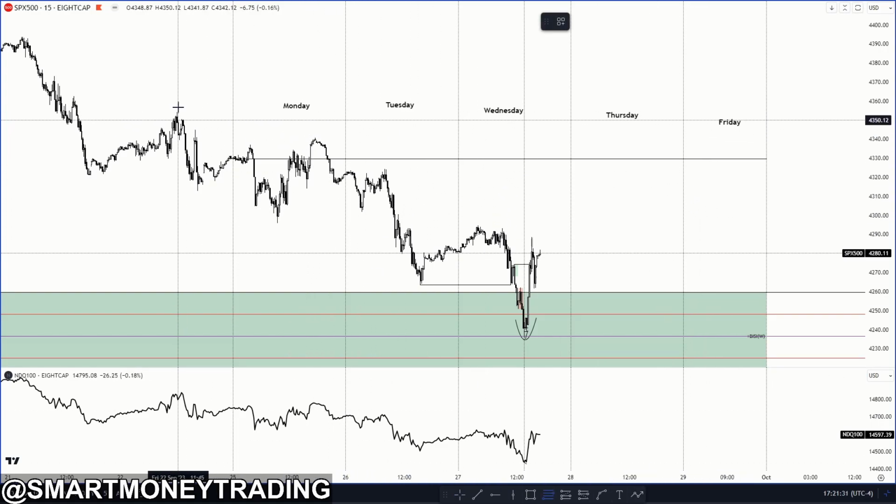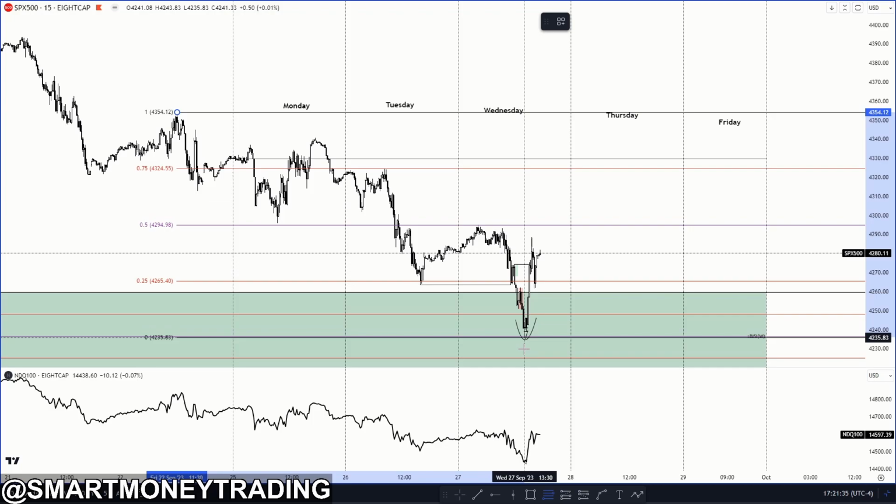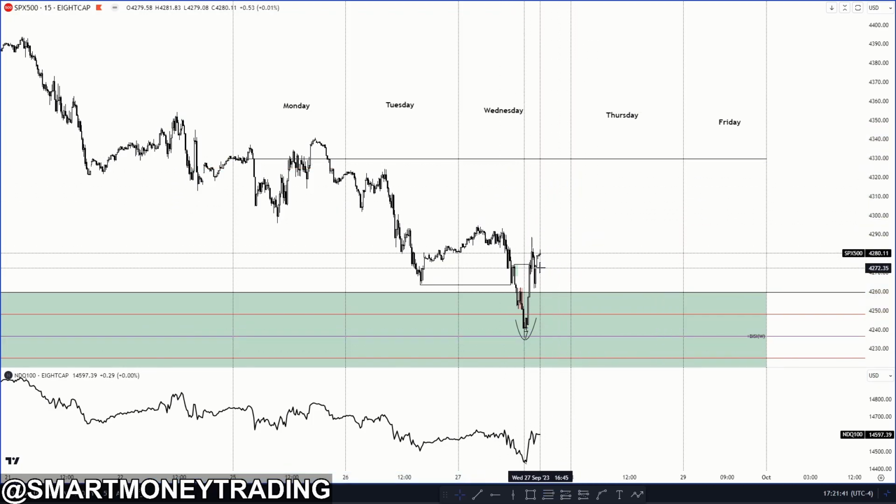If I'm being completely honest, I don't see us going too far. Yeah, near around equilibrium, or the 75% mark around here. So yeah, and I'm going to be displaying right now the market maker sell model.